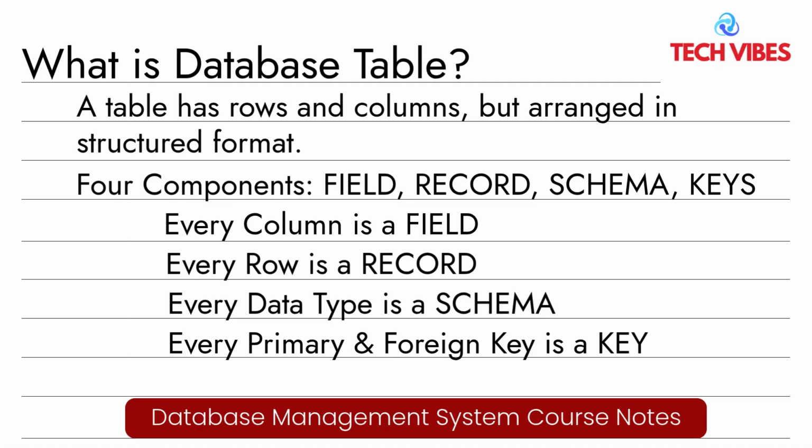Every column within a table is a field. Every row within a table is a record. Every data type within a table is a schema, and every primary and foreign key within a table is a key. Now I will discuss in more details.